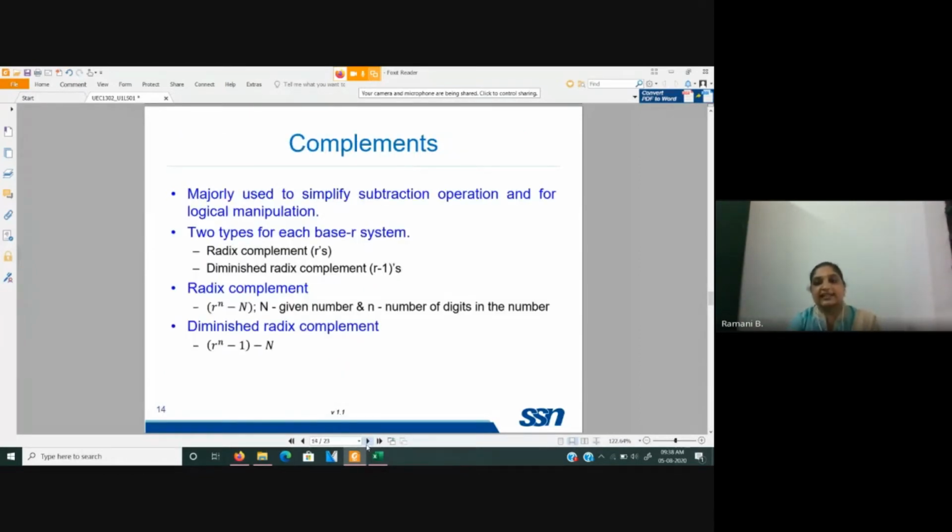So next we shall see the complements. Complements are a different sort of representation. This is majorly helpful for performing the subtraction operation, and it is also used for other logical manipulations.